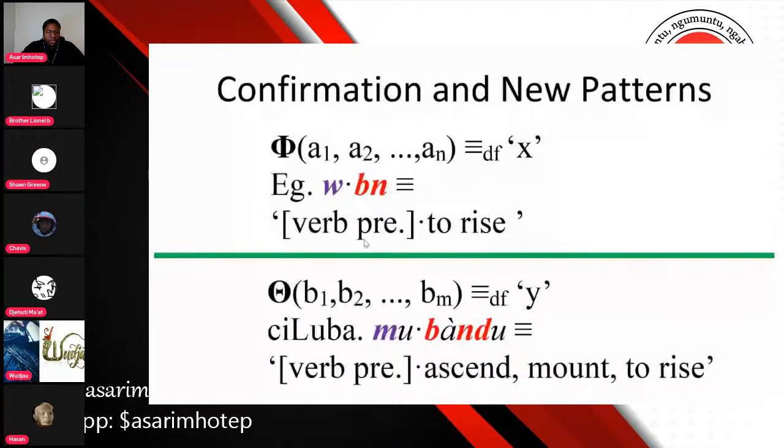And so we have another wabin, meaning to rise. I argue that it is cognate with this Chiluba Bantu, a living language, word Mubandu, meaning to ascend, mount, to rise, right? So we see similarity in meaning, and there's a general shape.